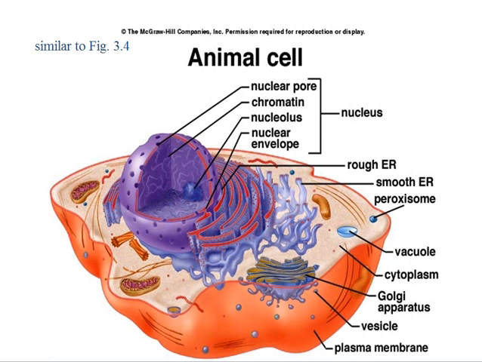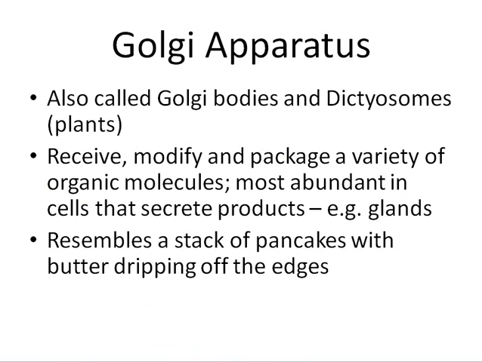Here, the ribosomes are shown as red dots on the rough endoplasmic reticulum. The smooth ER is shown as being more tubular in nature. Both are more extensive than shown in this drawing. Front and center is our next organelle. To me, it looks like a messy stack of pancakes with butter and syrup dripping off the edges.